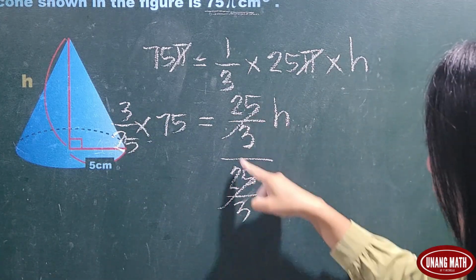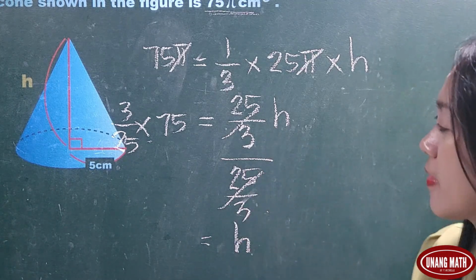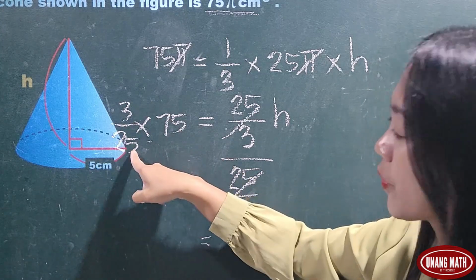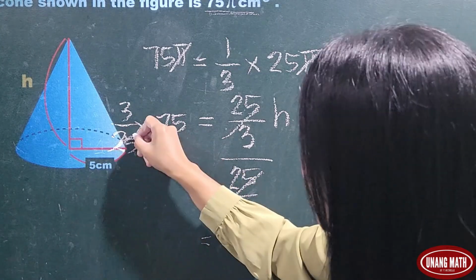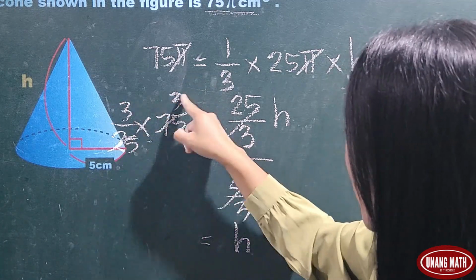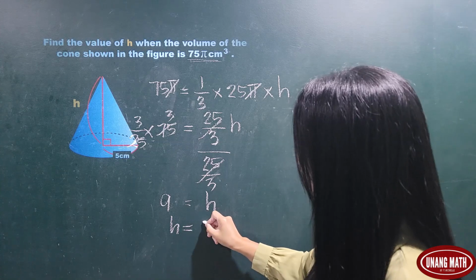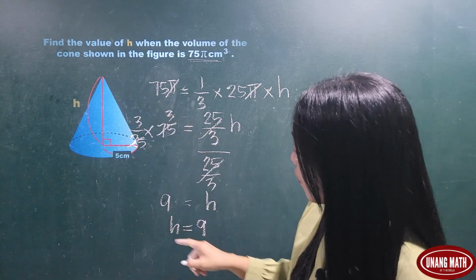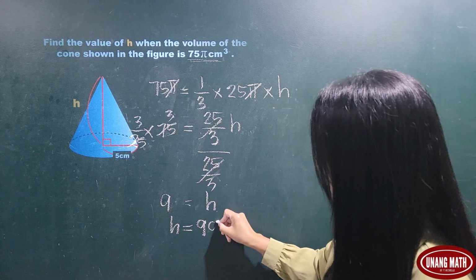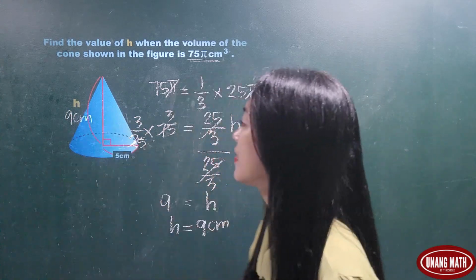If we simplify, then we only have h, or the height, on this side. 3 over 25 times 75. Simplify. This will become 3. So 3 times 3 is 9. So the height of this cone is 9 centimeters.